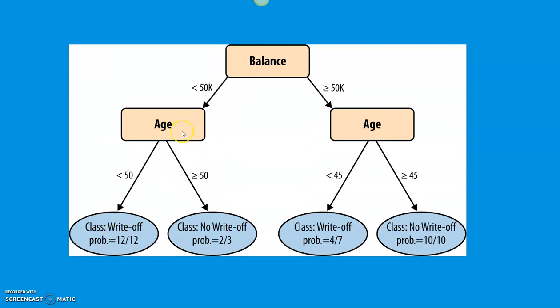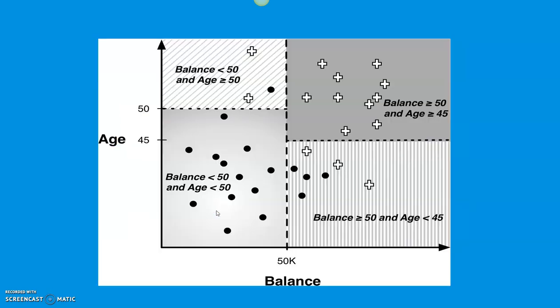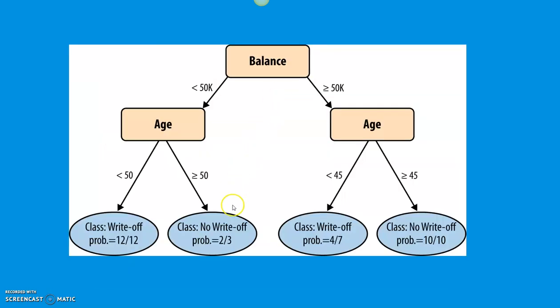If the balance is less than 50 and the age is bigger than 50, you can see that 2 out of 3 customers, there are 2 pluses and 1 dot here. So 2 out of 3 customers are good. And so we predict no write-off, but we also provide the caveat that the probability of no write-off is only 2/3. So the classification doesn't have to be cut and dry, black and white. You can say the probability of a write-off is 100% here. Here I'm predicting no write-off, but please be aware that the probability of no write-off is 2/3 at this leaf of the tree. We call the lowest node a leaf.